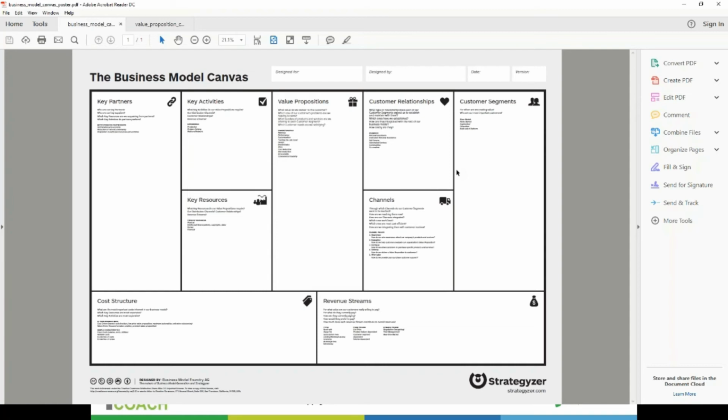There are lots of different examples of customer segments. You might be serving a mass market. You might be looking at more of a niche market. You might have a segmented market where you're looking at different products and different needs for different segments. You might be looking at a multi-sided platform. So there are lots of different types of customer segments.